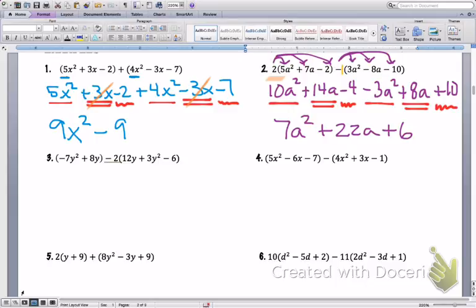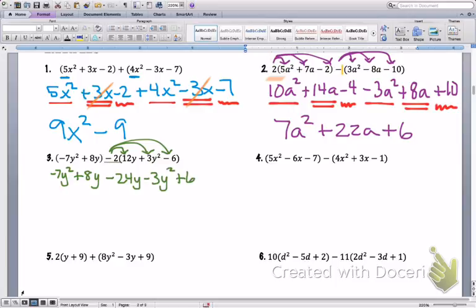Here we have a binomial subtracted by 2 multiplied by a trinomial. So we're going to start by dropping the parentheses in the first one. There's nothing out here, so we can just leave it as negative 7y squared plus 8y. On the second one, we have the 2 that we have to distribute. I should say the negative 2. So we have negative 24y minus 3y squared plus 6.